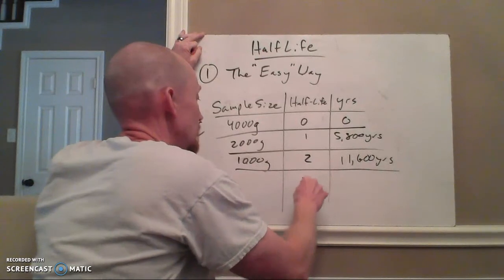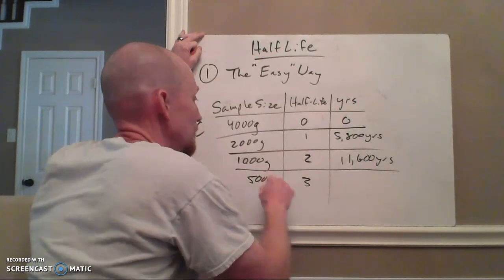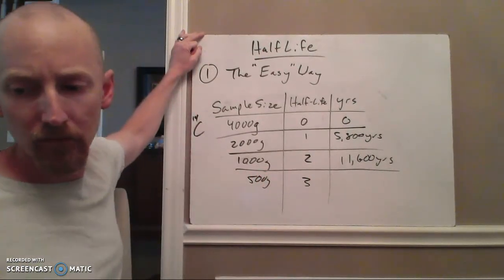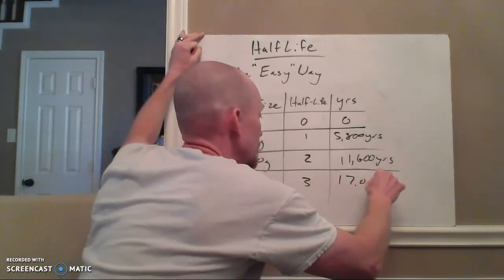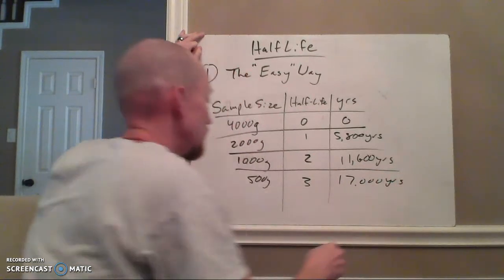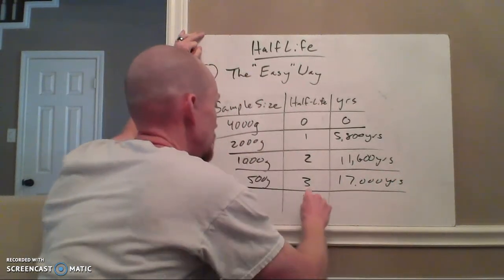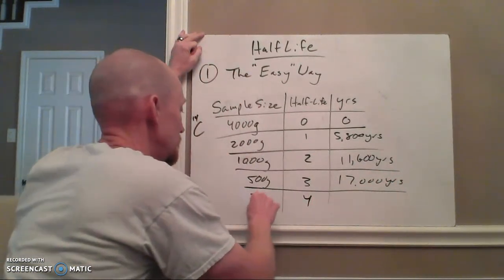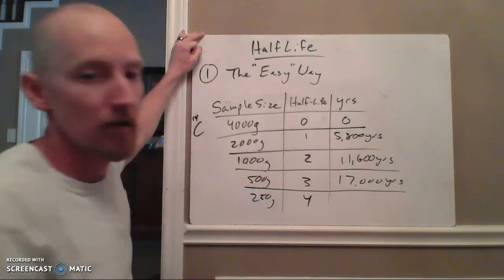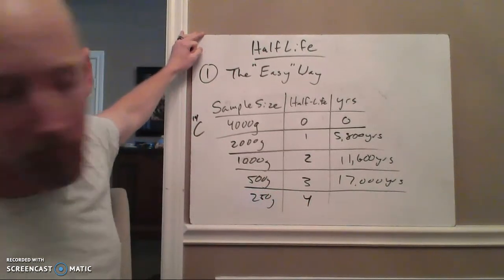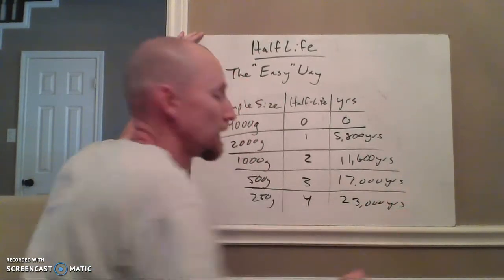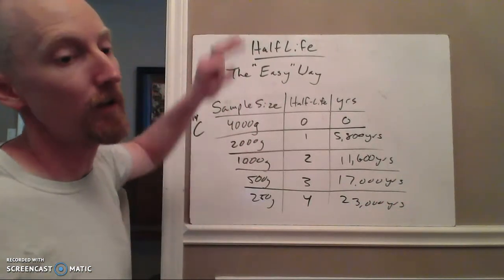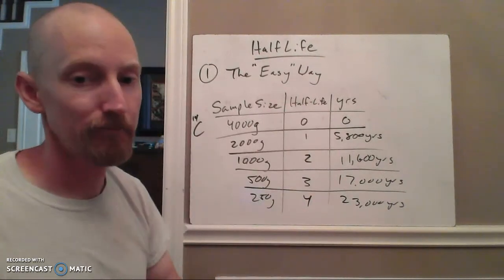And then you get the third half-life. Now you've got 500 grams. 11,000, 17,000 something. And then the fourth half-life, you get 250 grams. And at that point, I don't know, 23,000 years. Some of these things take a long time. There are a lot of implications here. We don't have the time.